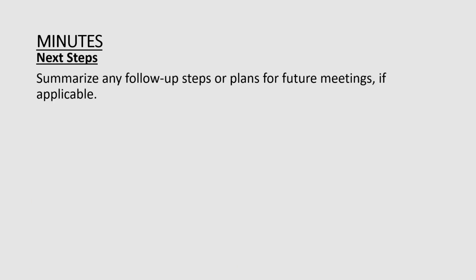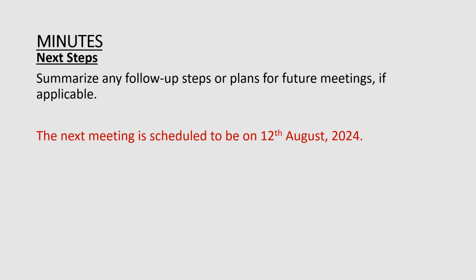After that, there is another heading which is called next steps. Here you have to summarize any follow-up steps or plans for future meetings if applicable. Here is where you just have to say, maybe the committee has decided that another meeting should be held in 2 weeks' time. An example: the next meeting is scheduled to be on the 12th of August 2024.